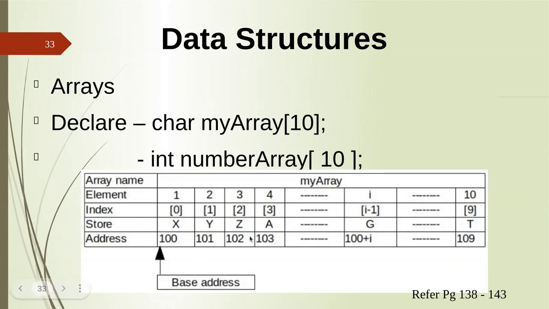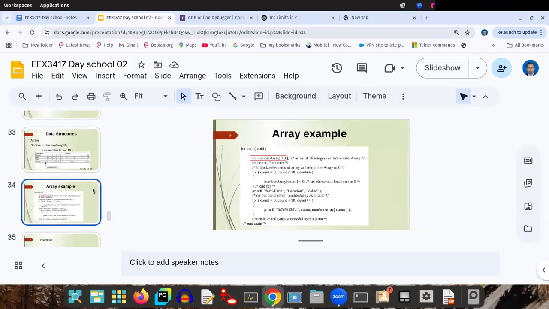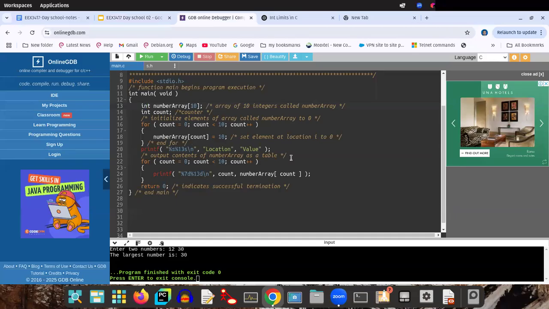Okay, it stores different values with addresses. The address of this array is this one, and so on. We call this the base address. Now, with an example, I will explain the length of this number array.